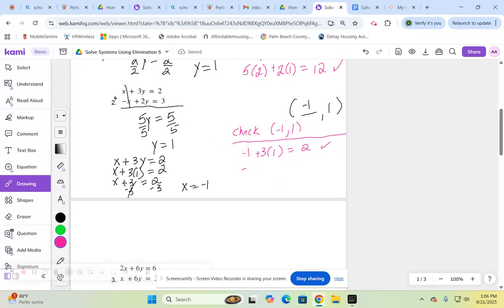So you have negative x. It means negative, well, x is negative 1. Plus 2y, 2 times 1. Does that equal 3? Well, that's negative 1 times negative 1. That's 1 plus 2. That does equal 3. So it does check. We know we have the correct answer.